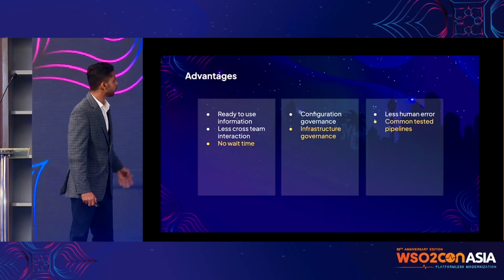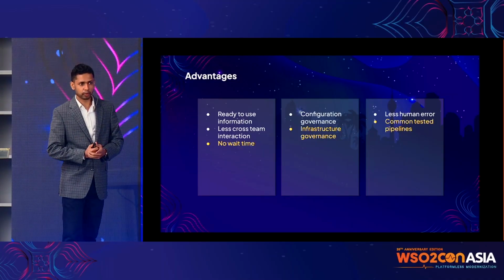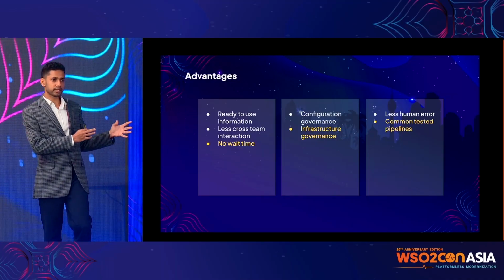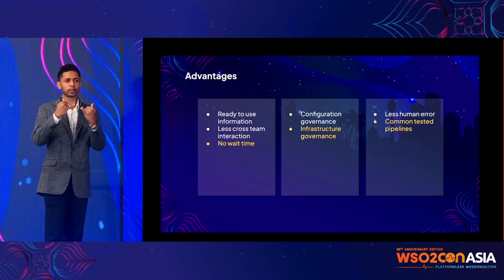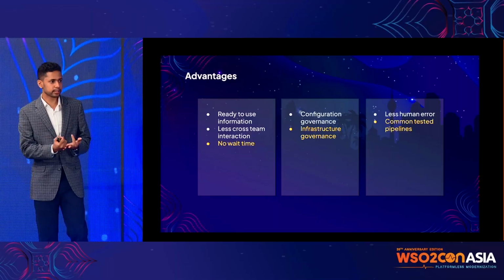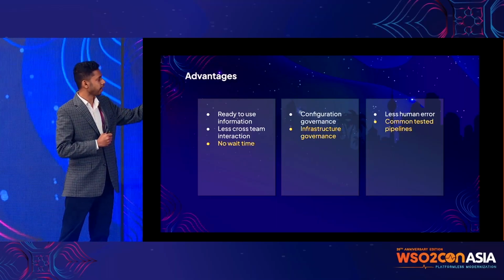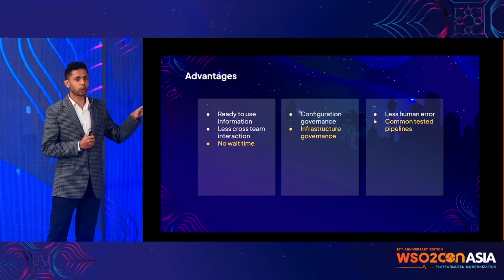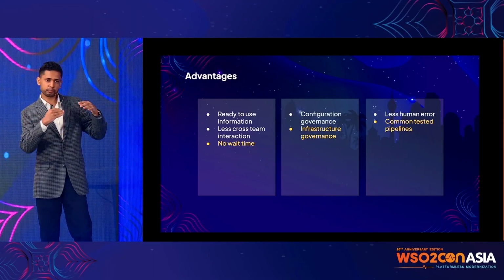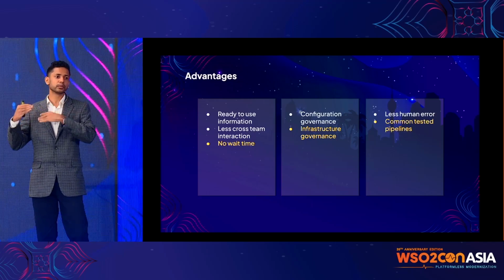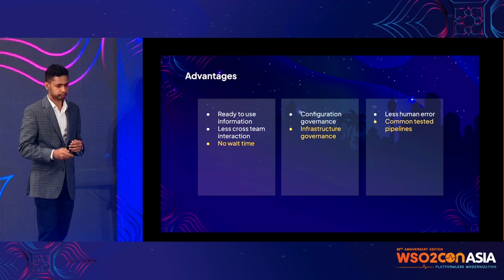With this provisioning now, you have no wait time. You can provision it yourself. Infrastructure is now governed. It is provisioned by developers, but through a control system. So it is governed. How much memory, how much disk, where the disk is provisioned, everything is governed. So organizations can govern that. And the pipelines are now commonly tested. Developers are not writing this and that pipelines. It is a set of pipelines that they can use, everyone is using. So there's less room for error in the pipelines as well.